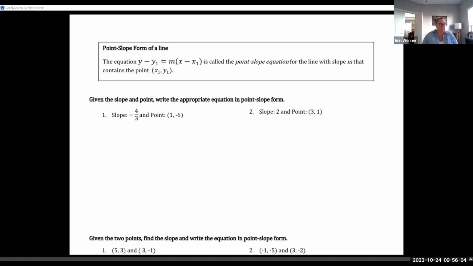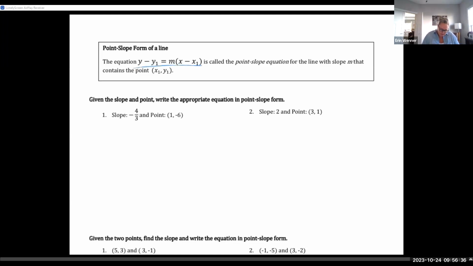So when we look at this point slope form for a line, we have y minus y1 equals m times, and then in parentheses, you have x minus x1. And like I said, it is the point slope equation for a line that has slope m and contains the point x1, y1. Now, you don't need to go any farther. When they say they want it in slope-intercept or point slope form, they just want it that way, okay?